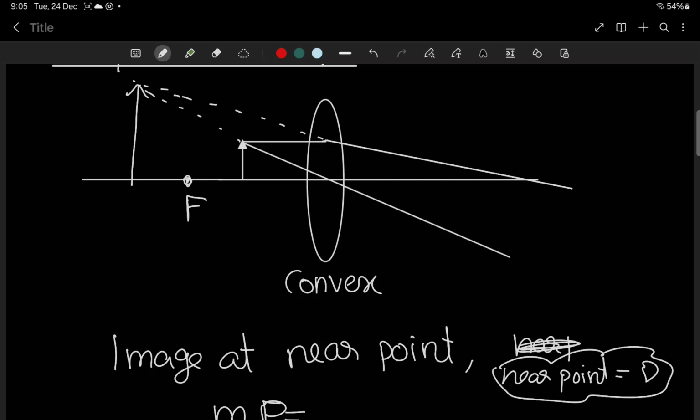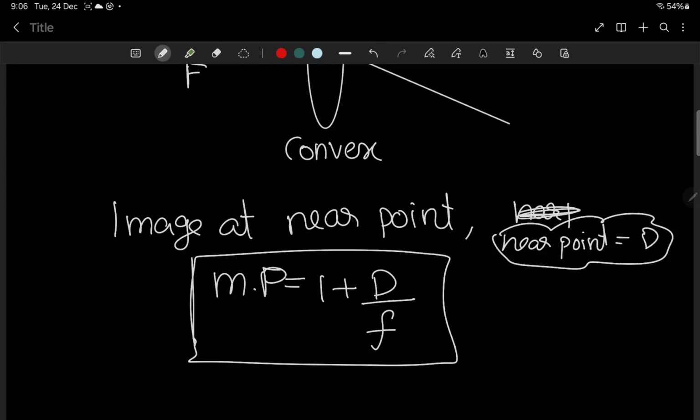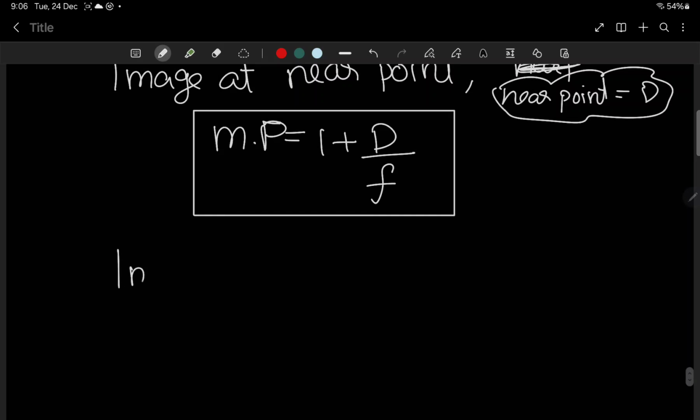Still we have stress in our eyes, difficult for us to view it, but more details can be seen if we apply focus on it. So it's a better image. So image at near point, the formula for magnifying power is 1 plus d by f, where d is the near point and f is the focal length of the mirror. Very important formula, used in all other cases also. So it's important.